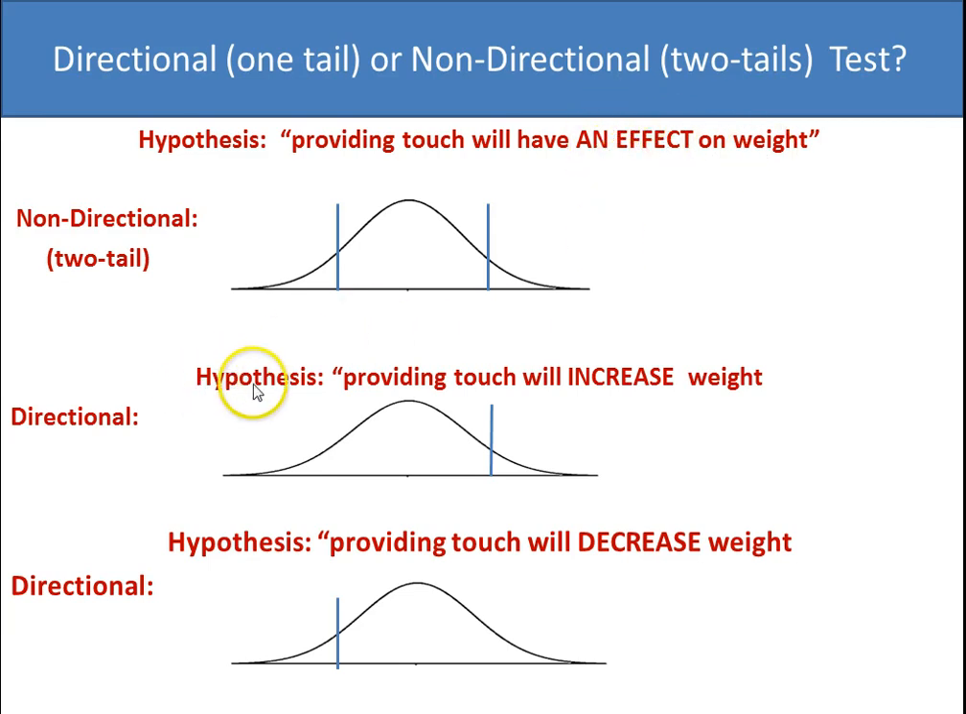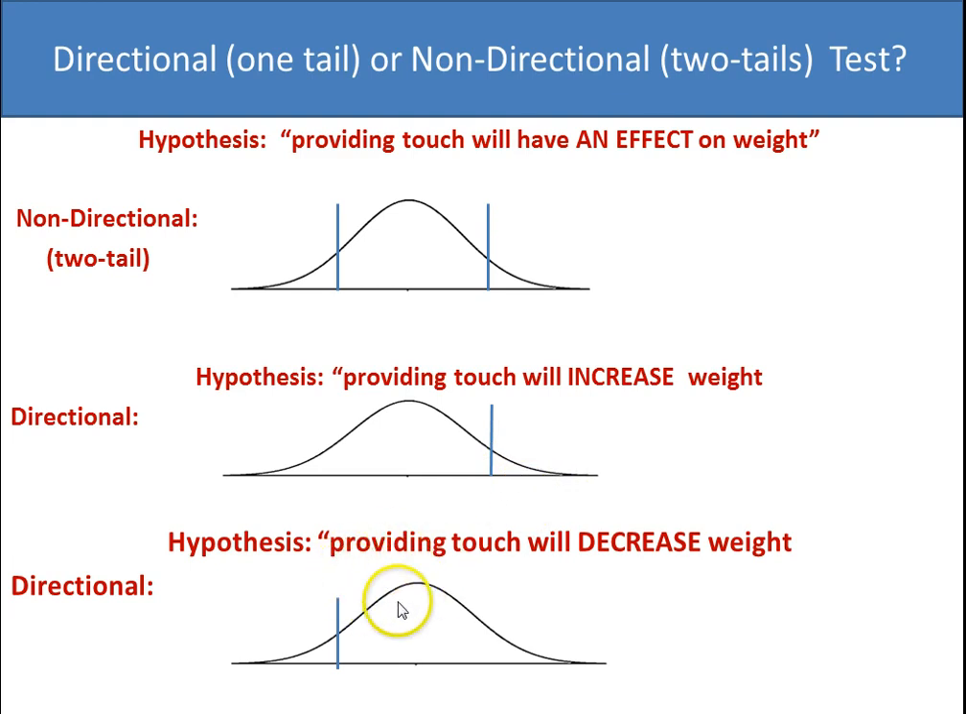Whereas if the hypothesis read providing touch will increase weight, clearly the researcher here is hypothesizing that the effect on weight will be in a specific direction. That is, that weight as a function of the touch will increase. Therefore, here we have a directional hypothesis, and we would look for an effect in only one tail.